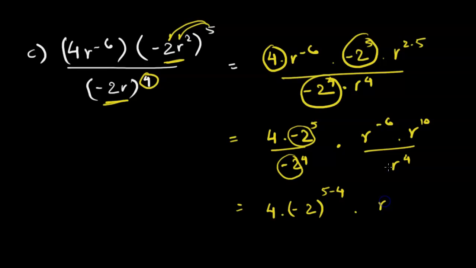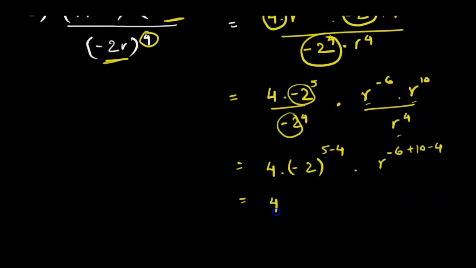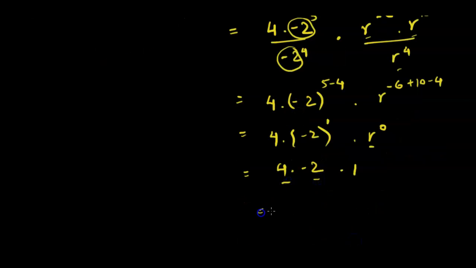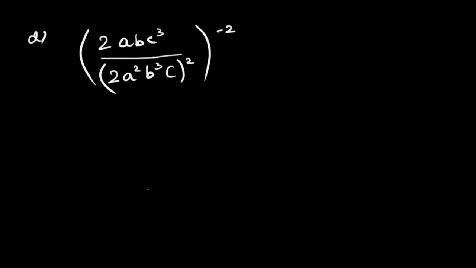Here we can apply the laws of exponents because we have the same base r here. So r to the power of -6 plus 10 minus 4, and the result that we get is 4 times -2 to the power of 1 times r to the power of -6 plus 10 minus 4 is a 0. -2 to the power of 1 is -2, so 4 times -2, and any number raised to the power 0 is 1. When we multiply 4 with a -2, we get a -8 multiplied by 1 is a -8 itself, and that's our final answer. Let's do one last question for the sake of practice.